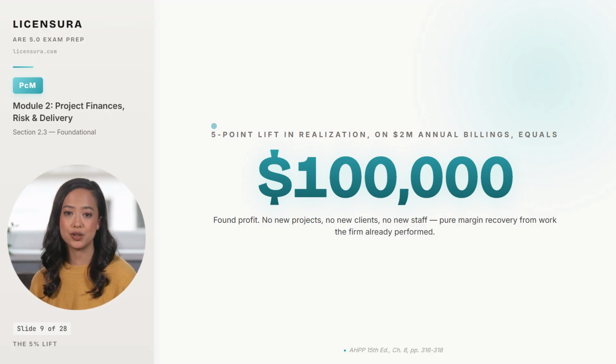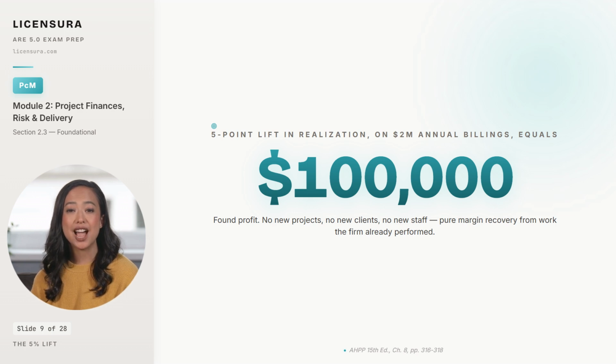That's not new revenue. It's recovery of revenue the firm already earned but didn't collect. The firm didn't win a single new project to produce it. It didn't add staff, didn't expand into a new market, and didn't raise its rates. It simply collected on work it had already done.